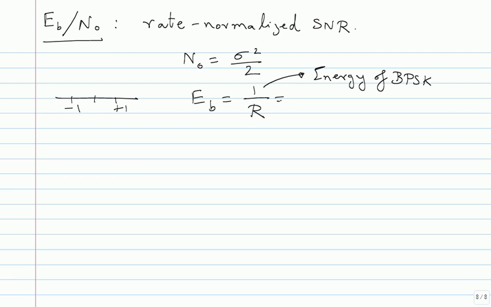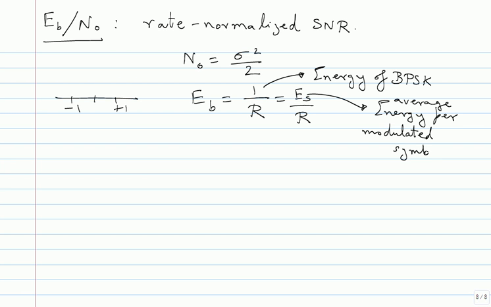Okay, in general, the right way of writing it is ES by R, where ES is the energy per channel symbol. Energy per modulated symbol, average energy per modulated symbol. For instance, instead of plus 1 and minus 1, if I make it plus A and minus A, what would ES be? A squared. So it's a simple definition like that. But since we have already fixed it at plus 1, minus 1, I can simply define it as 1 over R. And you see EB is normalized by rate.